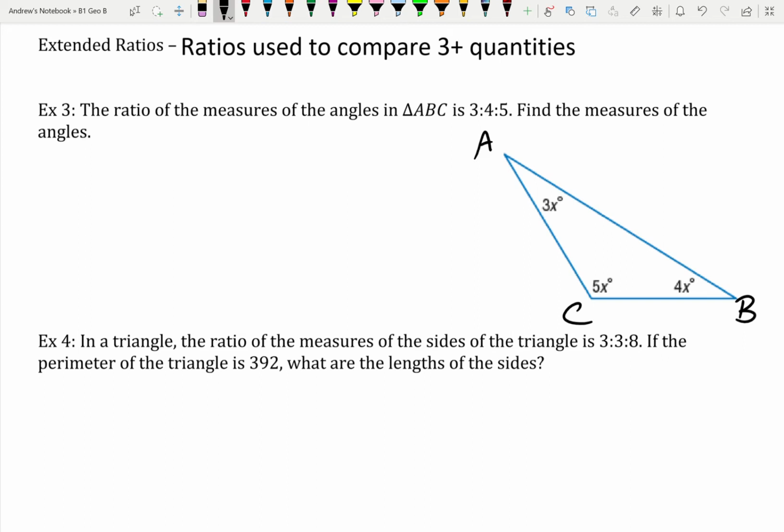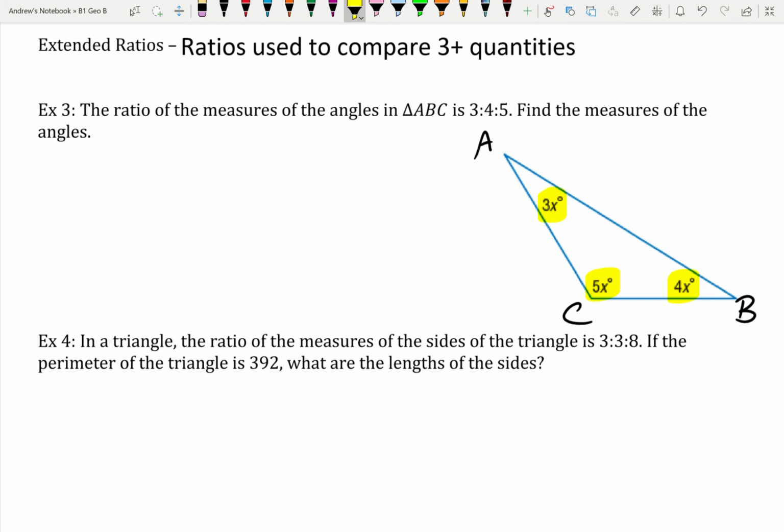Right, so you notice that inside the triangle, it's got these little markings that are 3x, 4x, and 5x. What that's doing is telling me what the ratio is. It's some amount of 3 to 4 to 5. That's how those quantities relate to each other. But the thing that they relate around is what we don't know, so that's why we have to put the x in there.